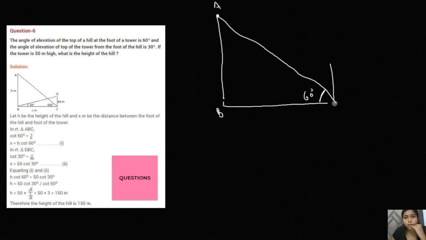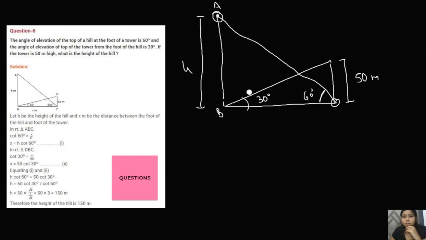Obviously this is the object and this is horizontal, so the angle of elevation will be this, that is 60 degrees. And the angle of elevation from the top of our tower to the foot of the hill is this particular angle, and this is 30 degrees, right? If the tower, this is your tower, is 50 meters high, you have to find out the length of this particular thing. This is 90 degrees and this is also 90 degrees. Okay, moving ahead with this question, let it be h meters.